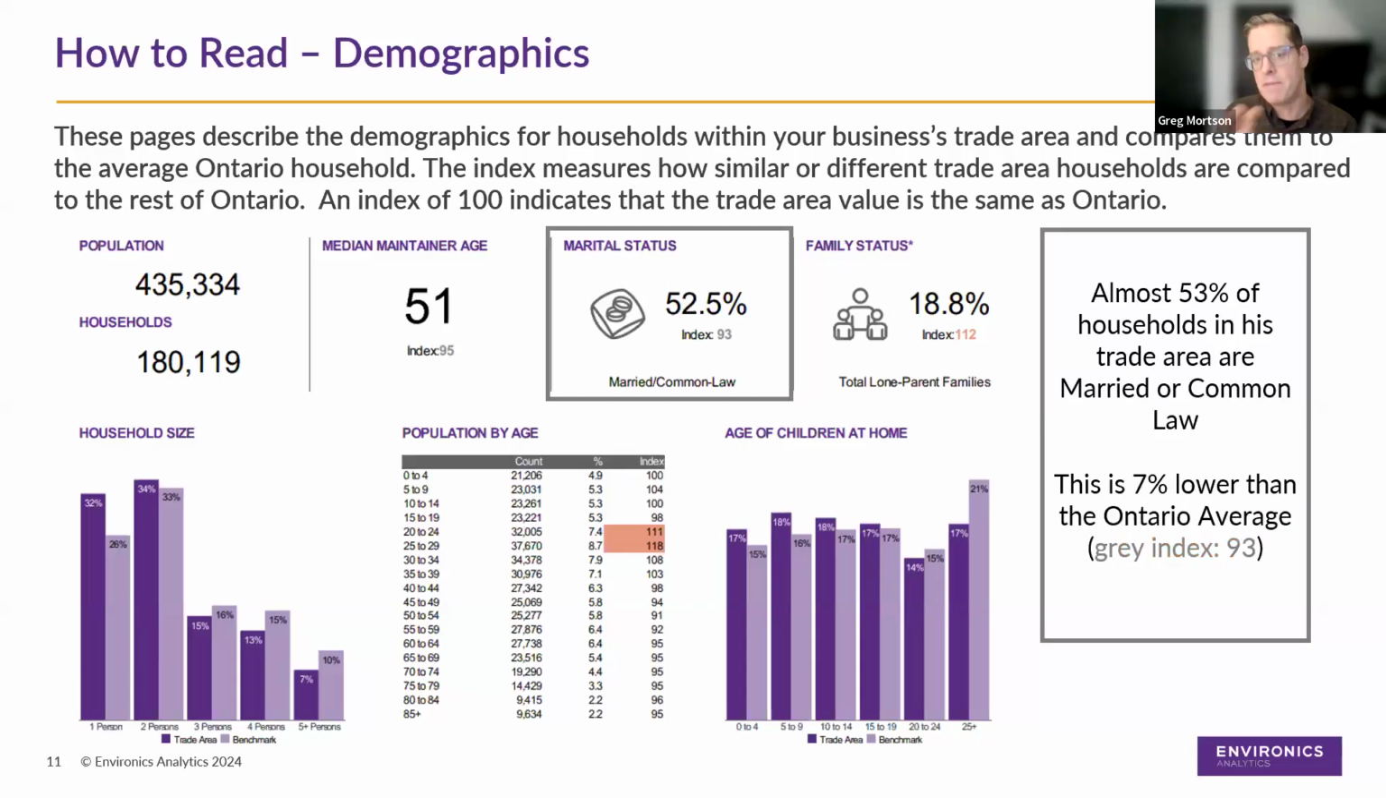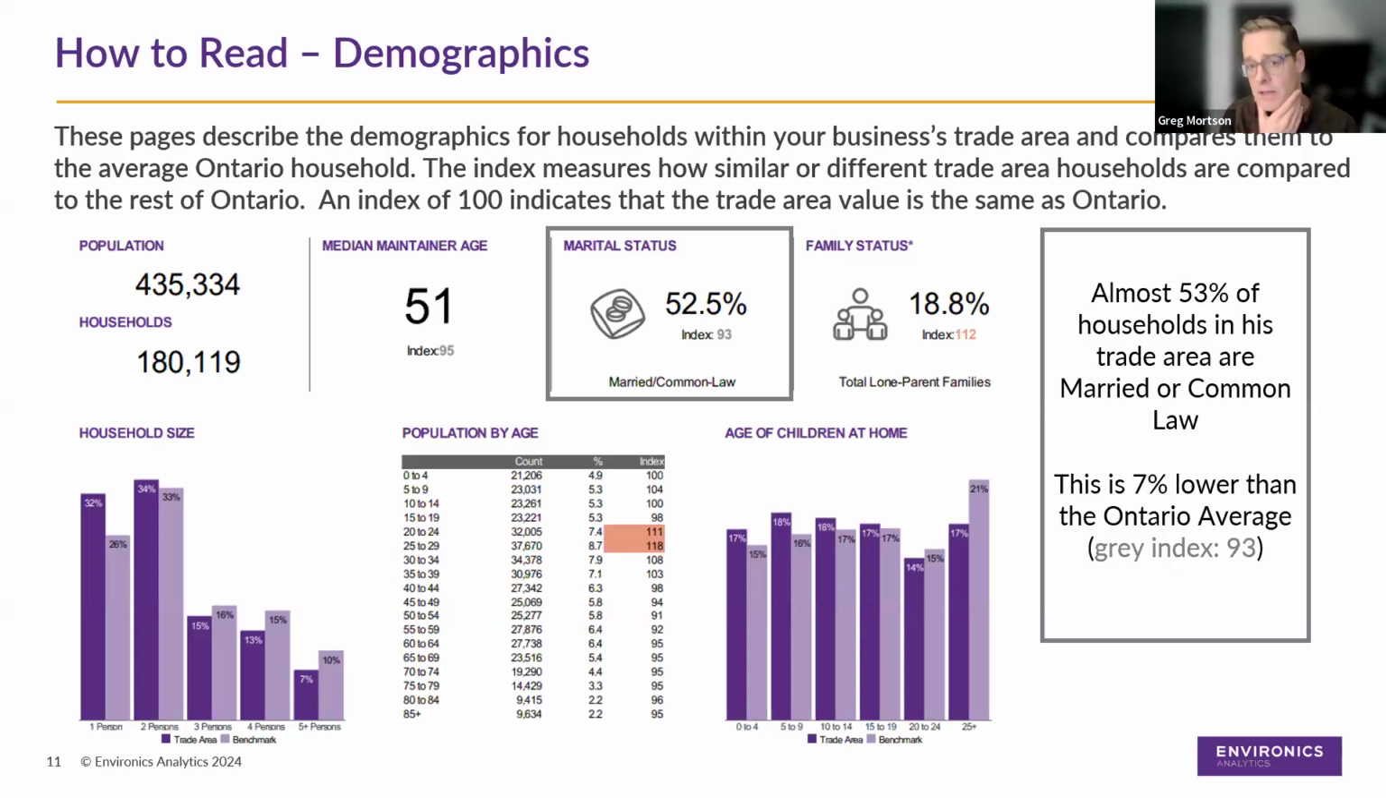When I look at this marital status variable right next to it, we can see that 52.5% of the households within my trade area are classified as married or common law couples. So that's the predominant marital status in this trade area. But you can see the index below there is 93. So what that is telling us is that that's actually 7% lower than the Ontario average. So this value is under-indexing for this trade area when compared to the rest of the province.